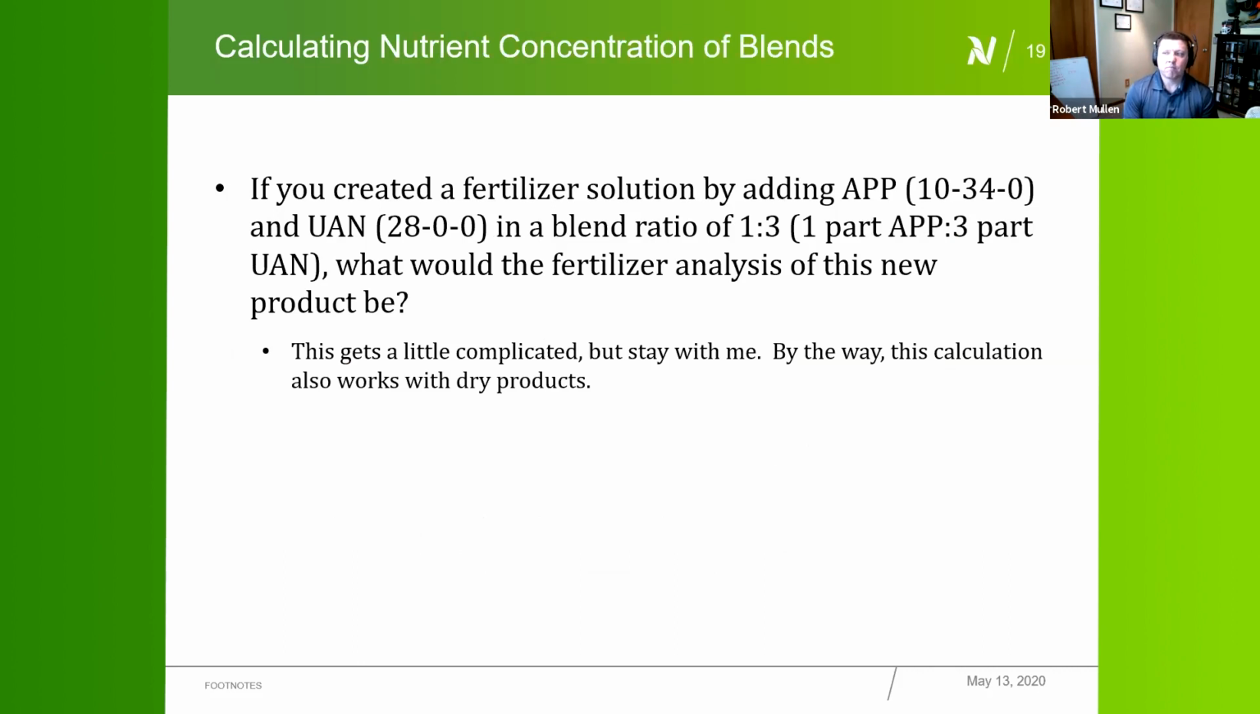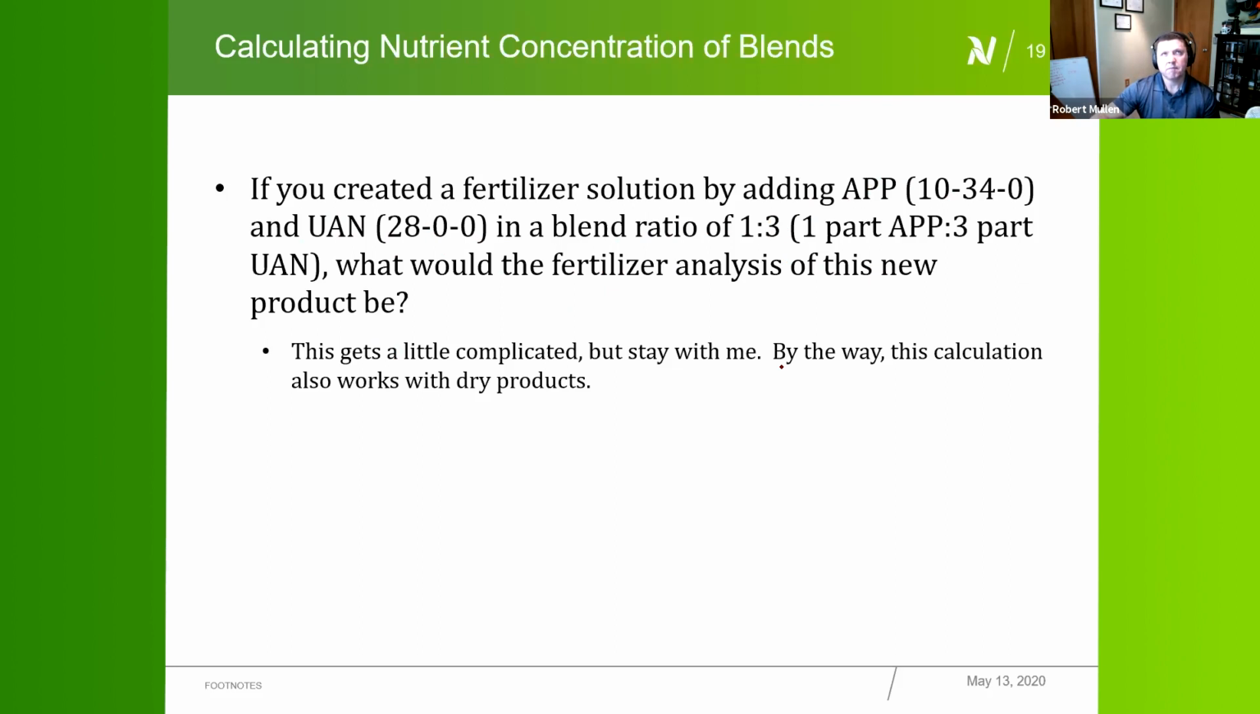But when you start blending at different ratios, you can't just simply take the average of two products and expect that to be the representative nutrient concentration of the new product. Okay, so if I'm combining APP and 28 and the ratio is 1 part ammonium polyphosphate to 3 parts urea ammonium nitrate, what would the fertilizer analysis of this new product be? You actually have to employ something called the weighted average.